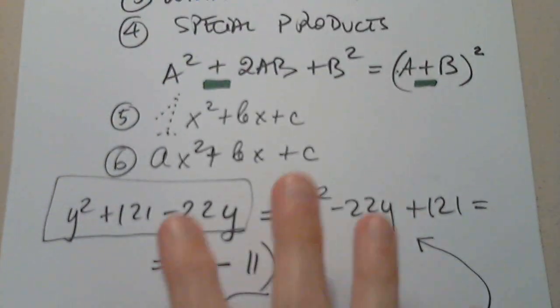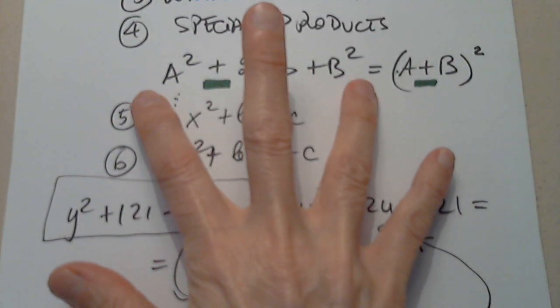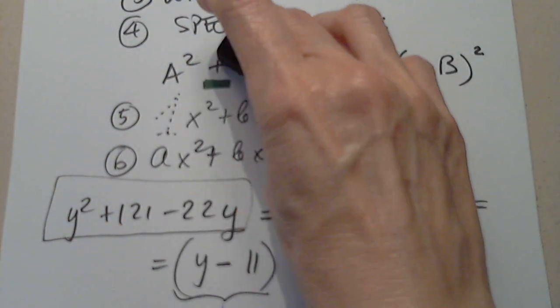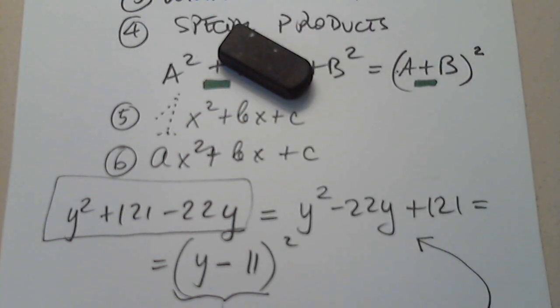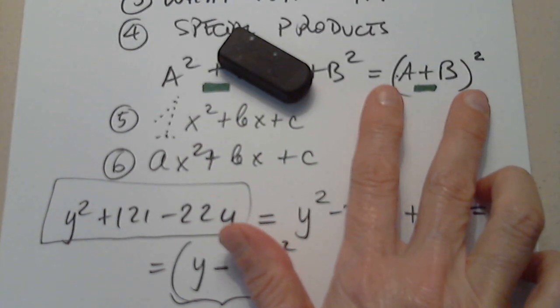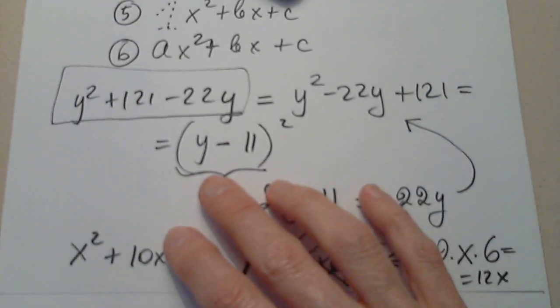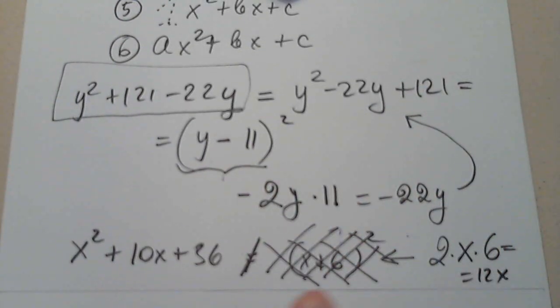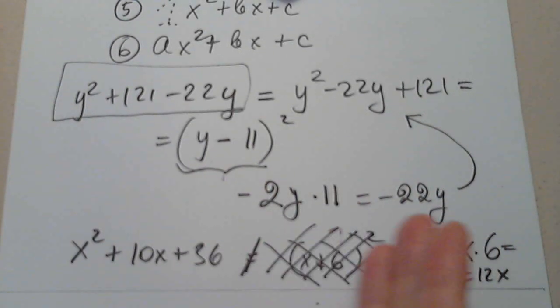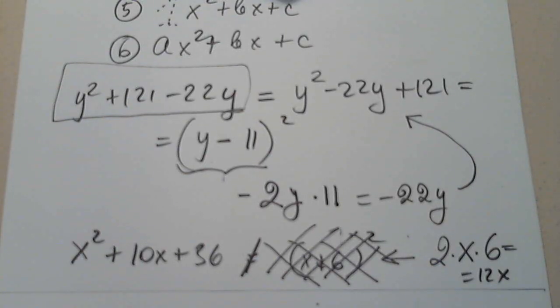So when I identify the special product, I don't look at the middle term. I blindly put this in. But now I have the responsibility to check the middle term. And if it's not in the original, I'll say, no, no, no. Oh, that's incorrect.